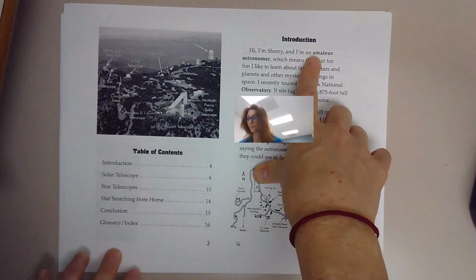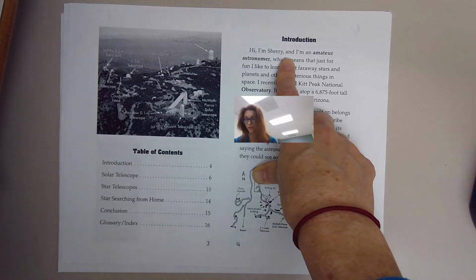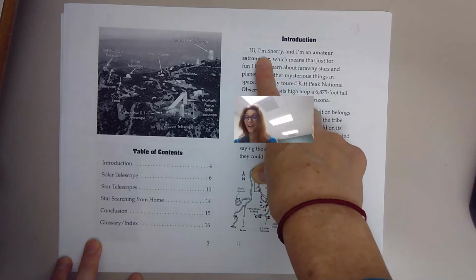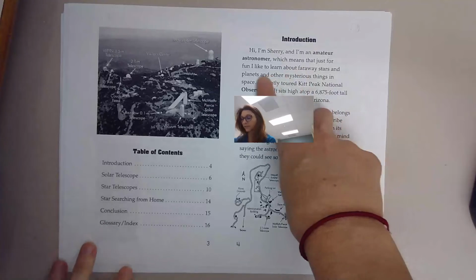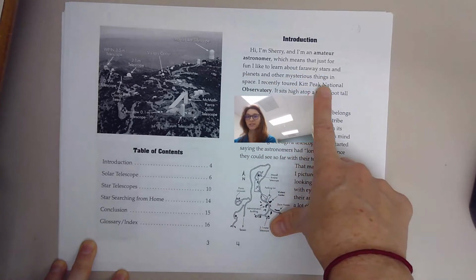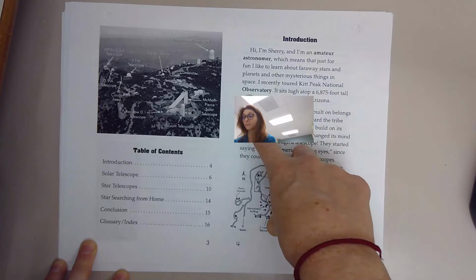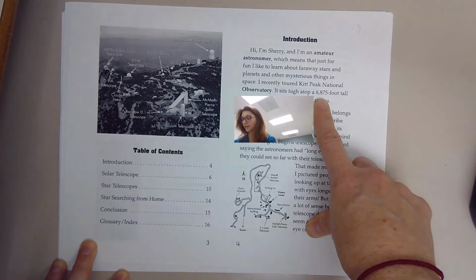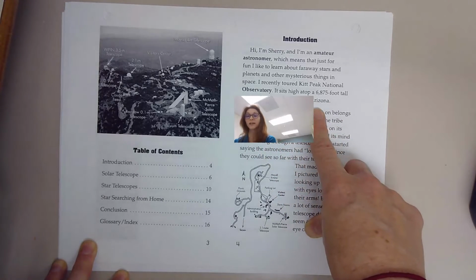Introduction. Okay. Hi, I'm Sherry. Not me, obviously, the girl who's writing this story. Her name is Sherry. Hi, I'm Sherry, and I'm an amateur astronomer, which means that just for fun, I like to learn about faraway stars and planets and other mysterious things in space. I recently toured Kitt Peak National Observatory. It sits high atop a 6,875 foot tall mountain outside of Tucson, Arizona.